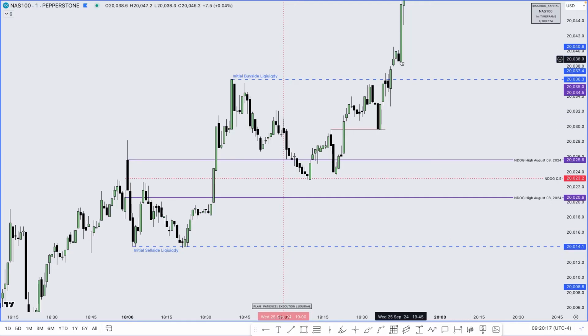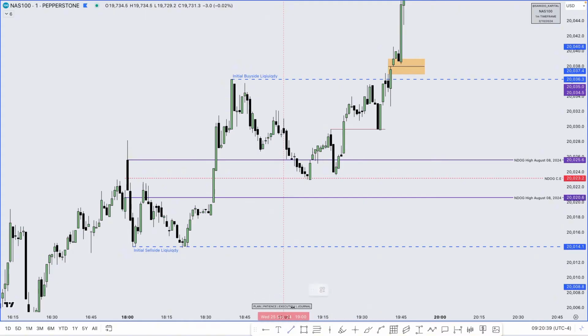Or maybe some change in state of delivery, or maybe an inversion fair value gap, like how we've been using it. You could have used that and waited for it to drop inside, then you can use that as an inversion targeting the initial sell side liquidity. Plus, they look relatively close, beautiful stuff, you know. And then also, this is still our draw on liquidity.